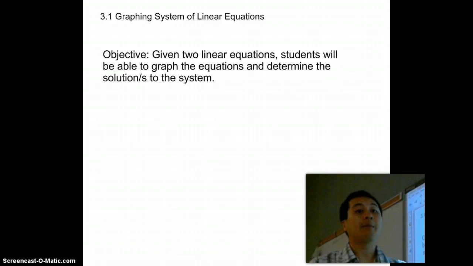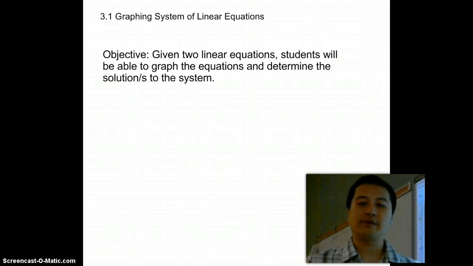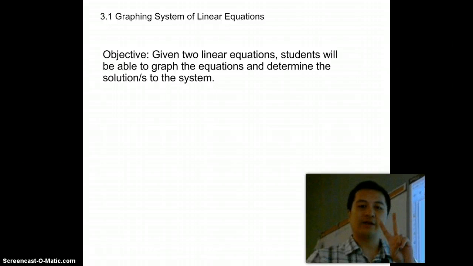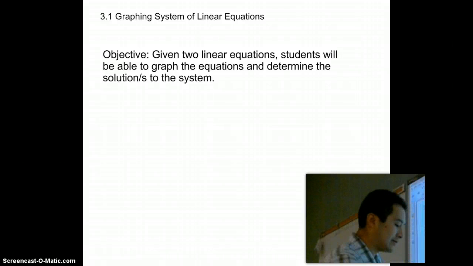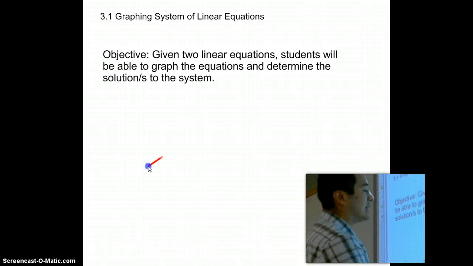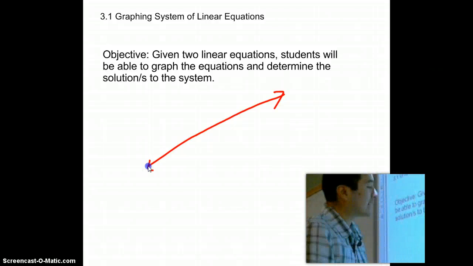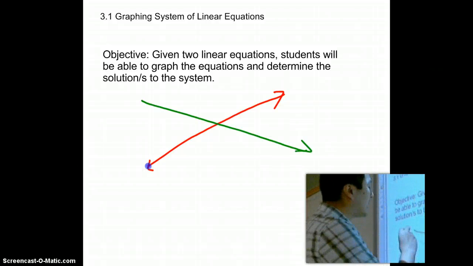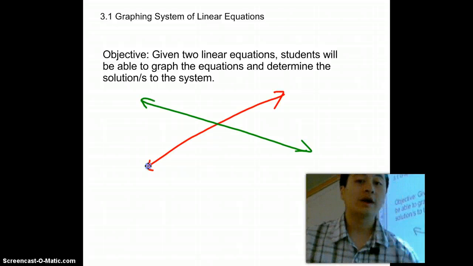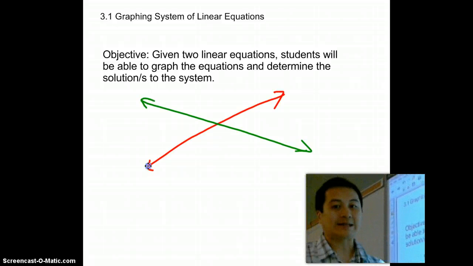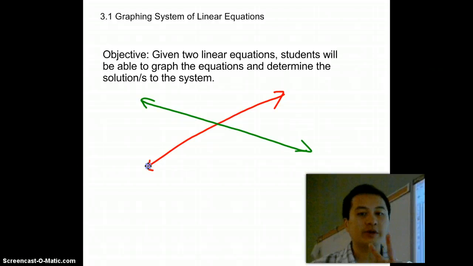So how many lines are we talking about? Right now, 2 lines, and later on we'll talk about 3 and 4 and so on. But we're just going to talk about 2 lines working together to get a solution. You're going to graph one line like this red line, then another line like this green line, and determine what the solutions are to that system.